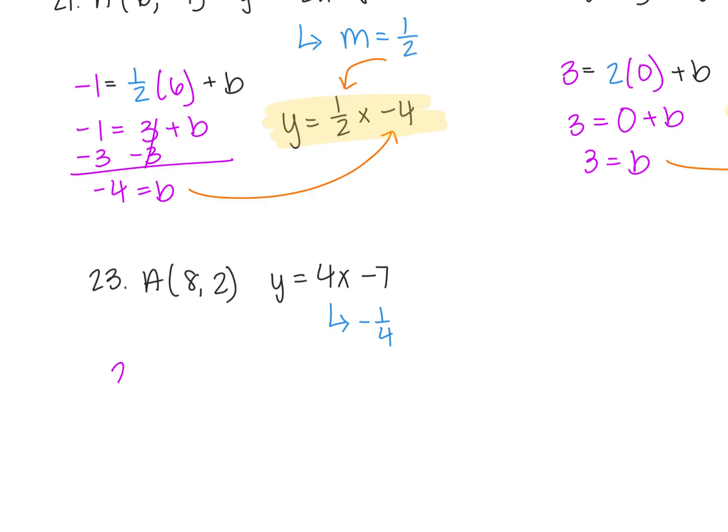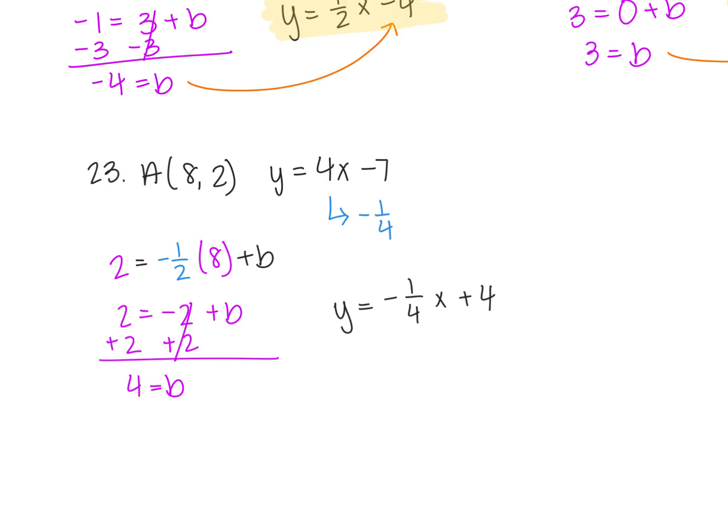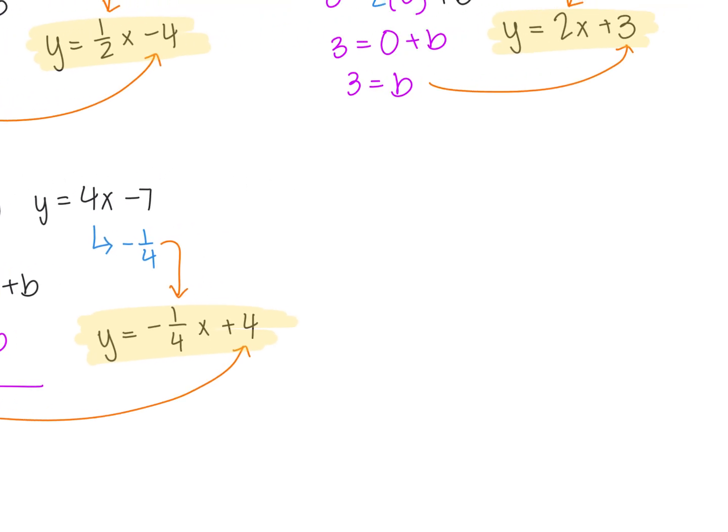So plugging in what I have, y equals my new slope times my x, which is 8. And then I'm solving for my b. 2 equals negative 2 plus b. So I'm adding 2 to both sides. 4 equals b. And then I'm just going to write my equation again: y equals negative 1/4 x plus 4. So this is being plugged in, and this is being plugged in as well. And then the last one, 24.